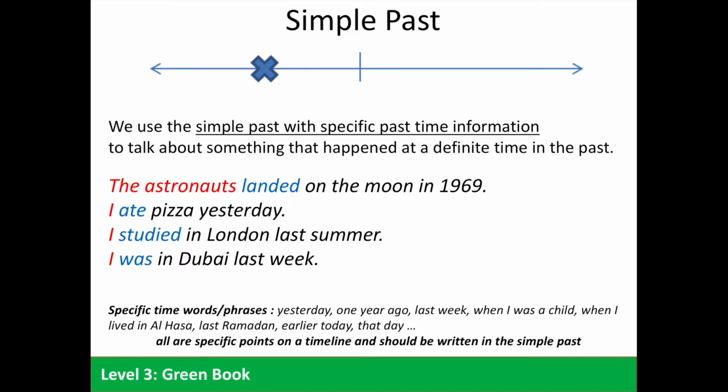So specific time words or phrases we can use when talking about something in the simple past tense are yesterday, 1 year ago, last week, when I was a child, when I lived in Al-Hassa, last Ramadan, earlier today, that day. Again, all of these are specific points on a timeline and should be written in the simple past.